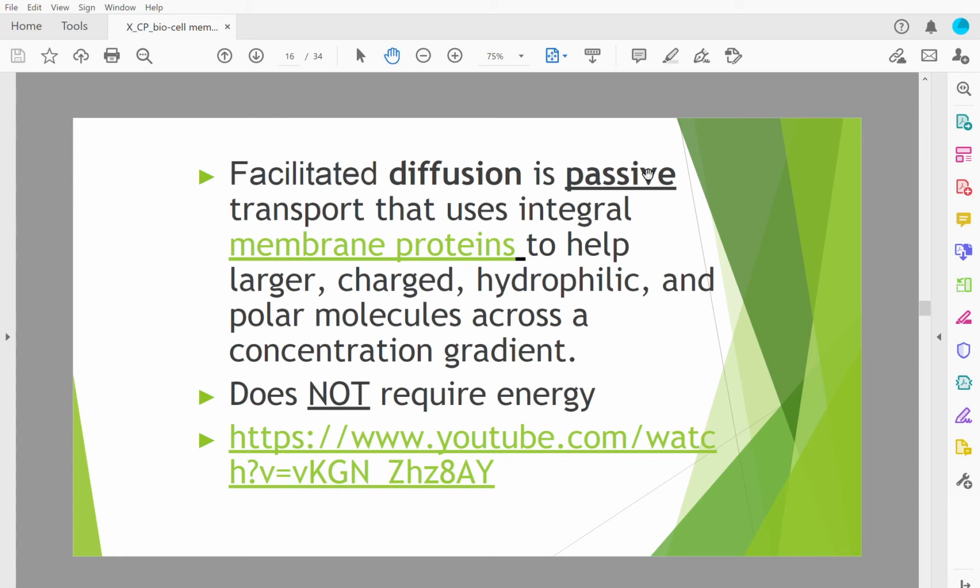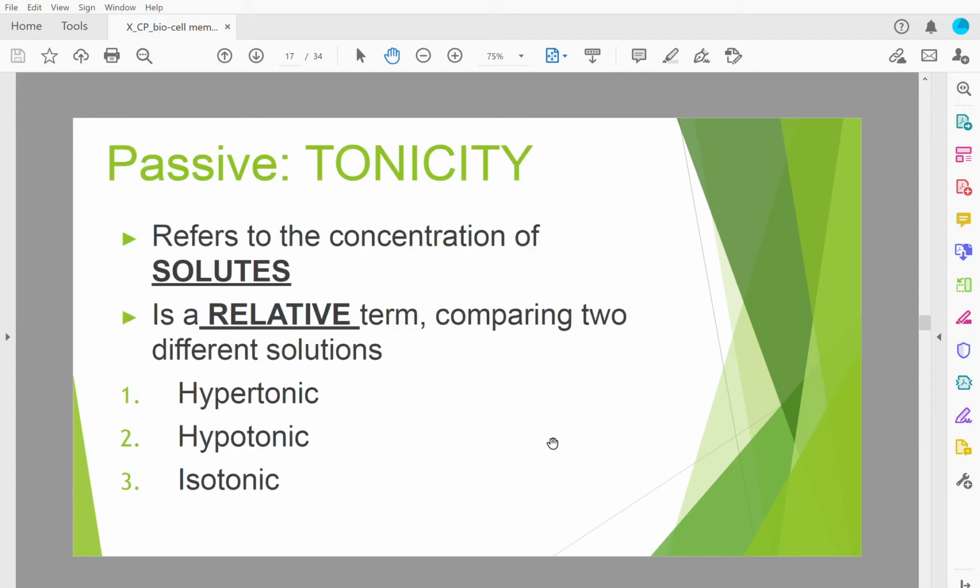Facilitated diffusion is also still passive, doesn't require energy, but it's going to go through a membrane protein that helps some of these molecules to get across the membrane. It still does not require any energy, it just happens from high to low.